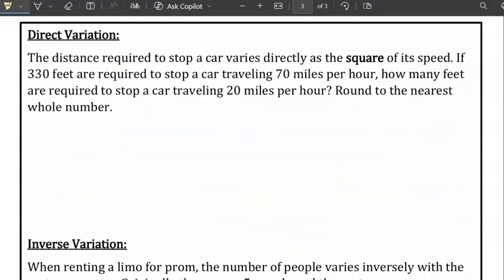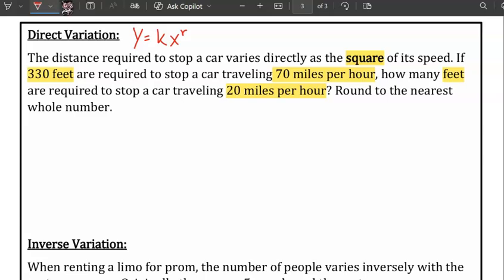Direct variation. The distance required to stop a car varies directly as the square of its speed. If 330 feet are required to stop a car traveling at 70 miles per hour, how many feet are required to stop a car traveling at 20 miles per hour? Round to the nearest whole number. The general formula for this would be y equals k x to the r power.